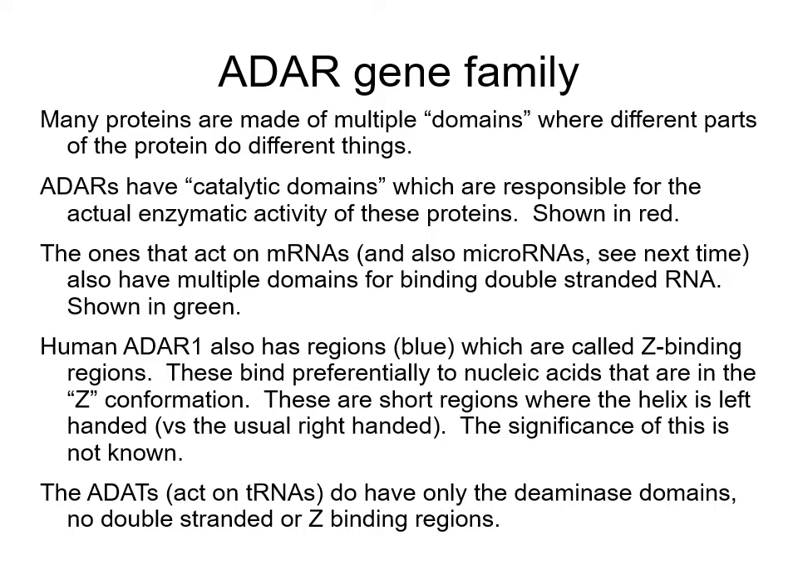Human ADAR1 also has an additional region, called the Z binding region, and these bind to nucleic acids in the Z conformation. What the Z conformation is, these are regions of the nucleic acid where it's helical, but the helix is left-handed and not right-handed. Okay, so the ones that act on tRNAs have only the deaminase domains, no double-stranded or Z binding domains.